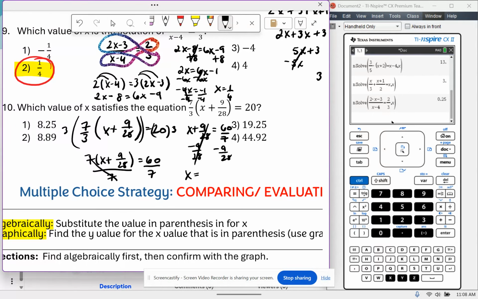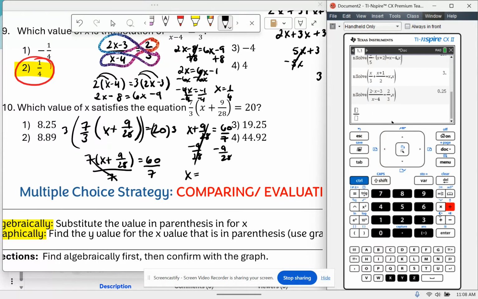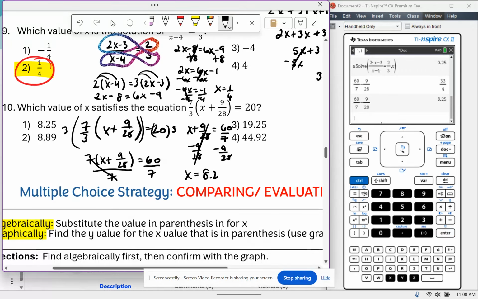And this is definitely a question for the calculator. 60/7 minus 9/28, oops, where'd it go? 9/28. 33/4. Let's change that to a decimal because all the answer choices are decimals and I don't really know what that is. It's 8.25. Cool.